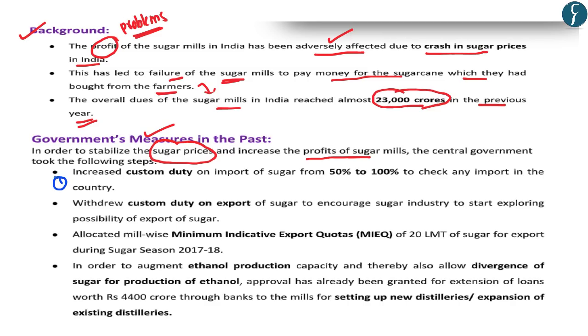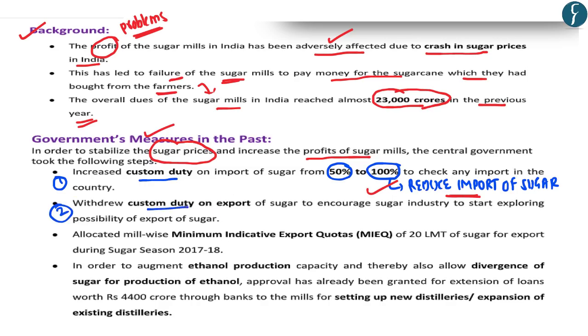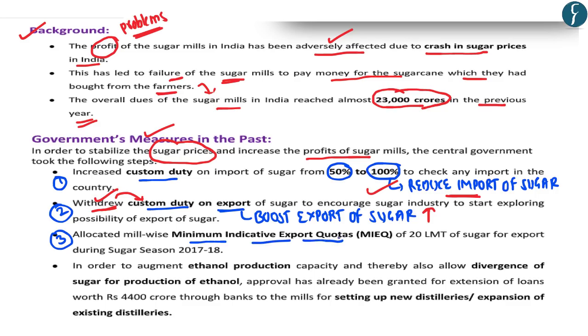Now, the first measure which the government had taken in the past was that it increased the custom duty on sugar from 50% to 100%. This increase in the custom duty was mainly done in order to reduce the import of sugar into India. With respect to the second measure, earlier the government used to impose custom duty on export of sugar. So, in order to boost export of sugar from India, the government decided to withdraw the custom duty which it had earlier imposed.